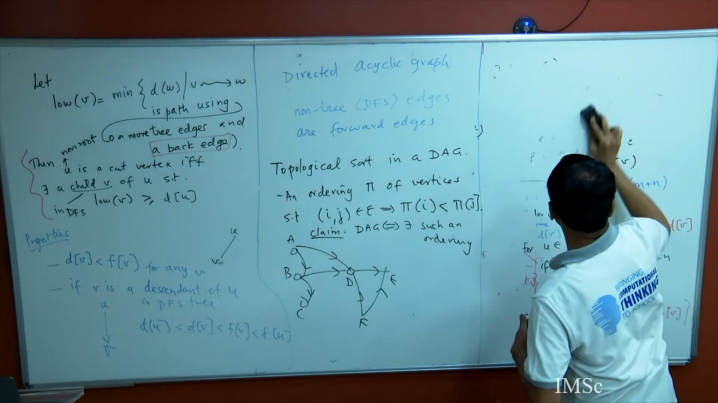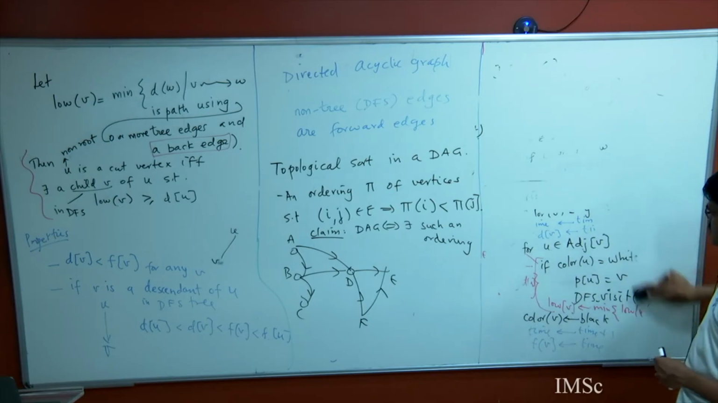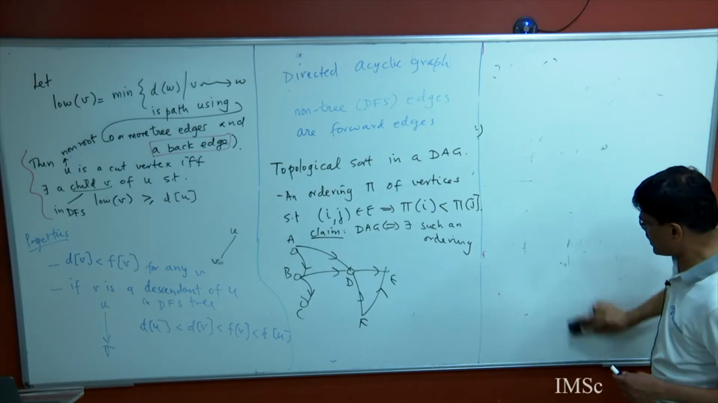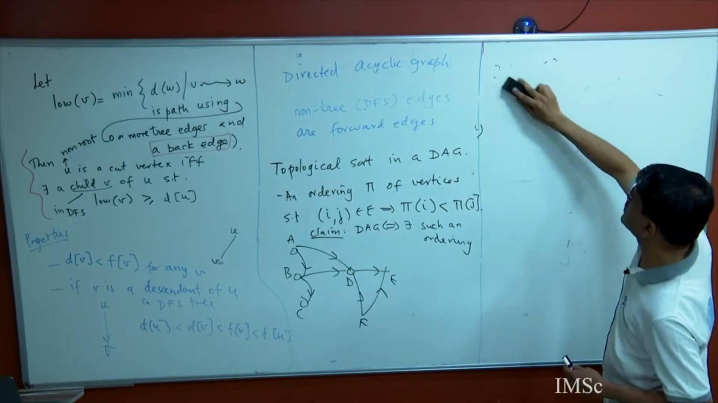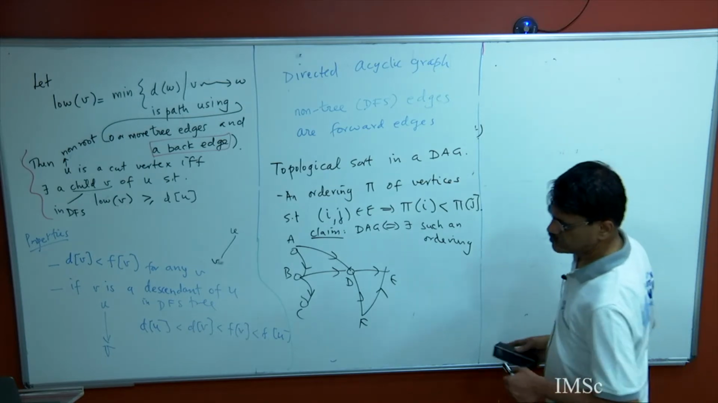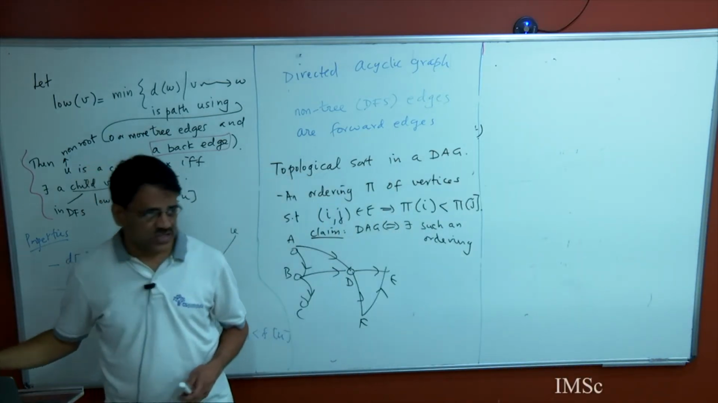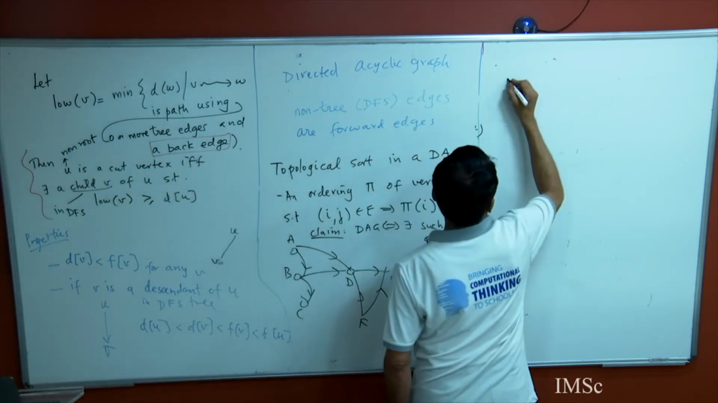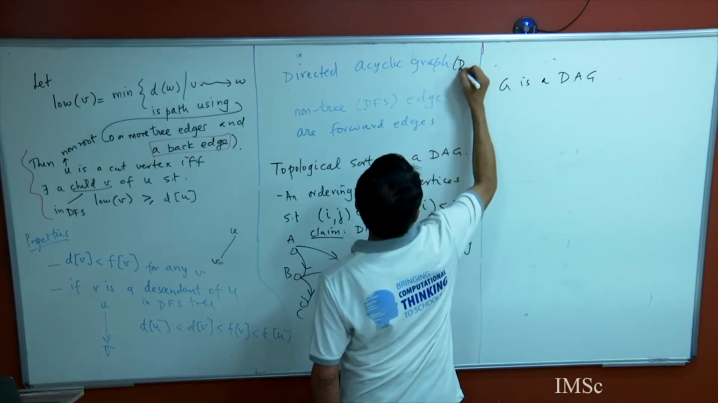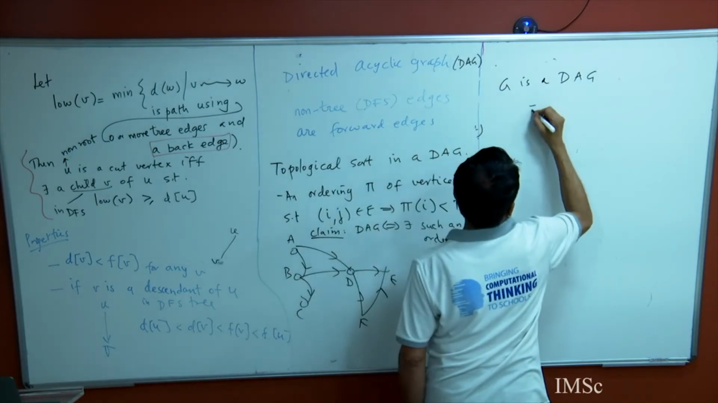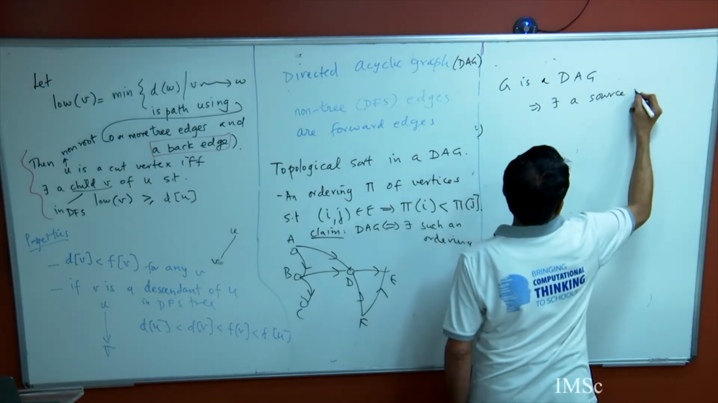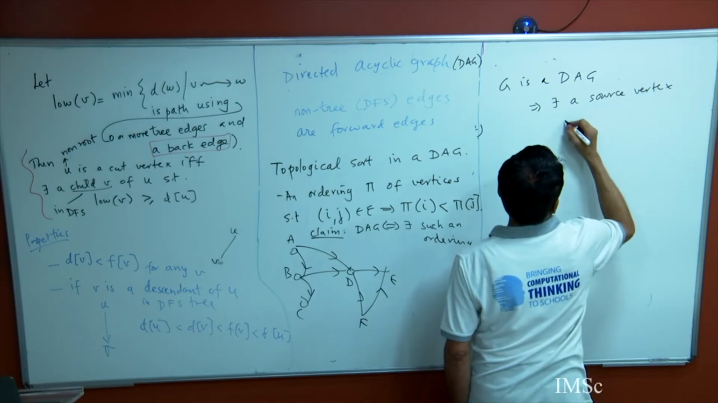And the following subclaim is easy to show: if you have a directed acyclic graph, I want to argue that there exists a source vertex, a vertex which has no incoming edge, and a sink vertex as well. So if G is a DAG, a directed acyclic graph, that implies there exists a source vertex and a sink vertex.